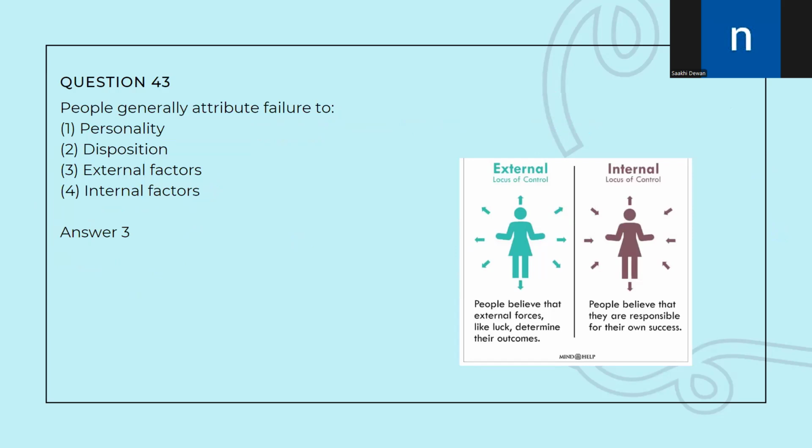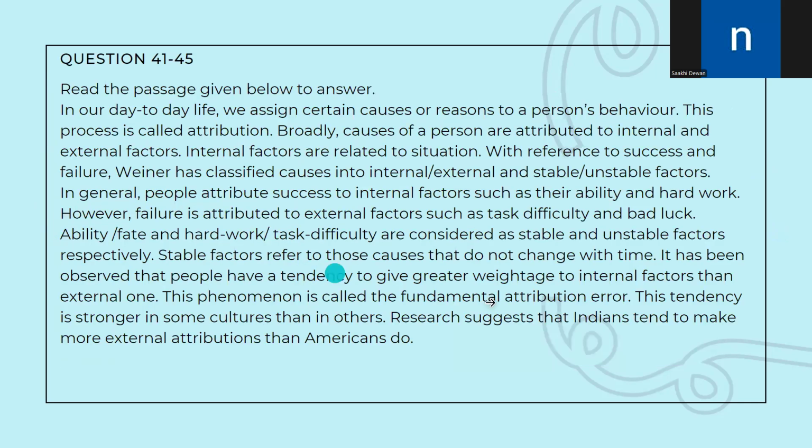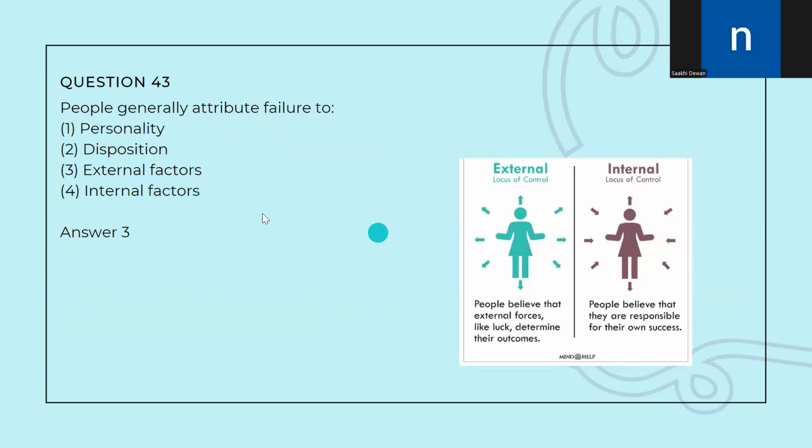Question number 43. People generally attribute failure to. So when you refer to the paragraph, you can see that failure is attributed to external factors. It is given to us in the paragraph itself that failure is attributed to external factors. So the correct answer would be option number 3, external factors.